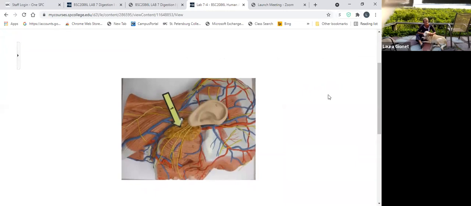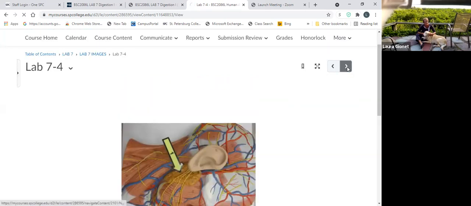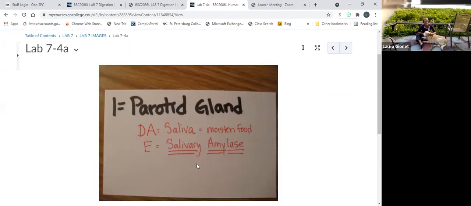Okay, so here's one of those half heads. We generally looked at the opposite side when we were looking at the oral cavity, the nasopharynx, oropharynx, the laryngopharynx. Now we're looking at the lateral aspect and identifying the parotid gland. So that large gland that's superficial to your temporomandibular joint, that is your parotid gland. It's one of your salivary glands. It produces saliva and salivary amylase.